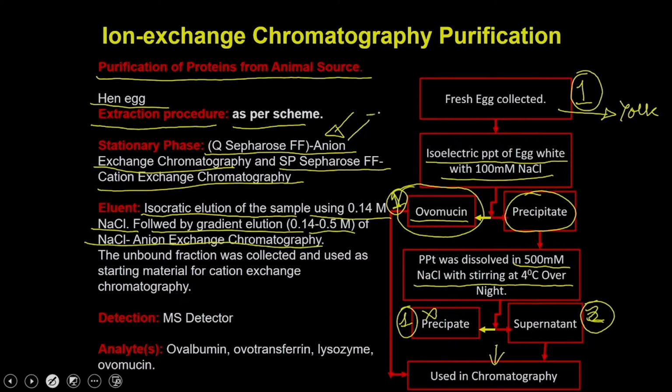That is going to give you the different fractions containing proteins, and the unbound fractions. Once you load the sample onto the Q-Sepharose fast flow and do the elution profile, some of the protein is going to bind and some is not going to bind. The unbound fraction from the Q-Sepharose is going to be loaded onto the cation exchange chromatography, which is the SP-Sepharose chromatography.